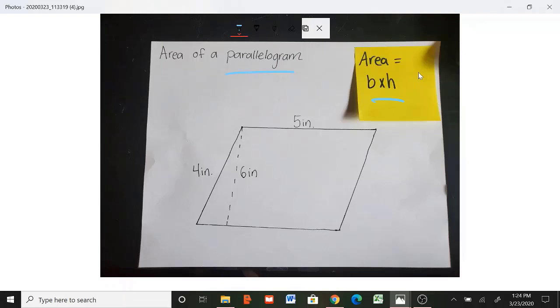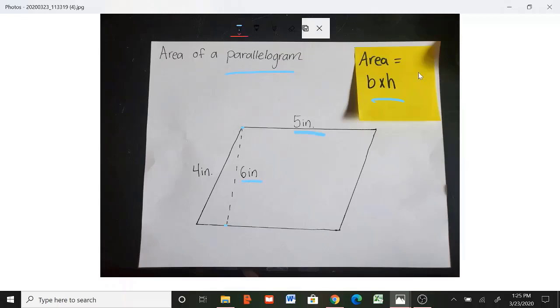So let's take a look at our shape. So let's find our base. We have our base here of 5 inches. And then let's find our height. We have our height right here. It's the length from the top to the bottom of the shape. We have 6 inches. So let's fill in our formula with those numbers.